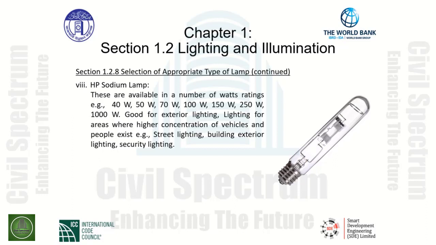These are available in a number of watt ratings, such as 40 watt, 50 watt, 70 watt, 100 watt, 150 watt, 250 watt, and 1000 watts. These are good for exterior lighting, lighting for areas where higher concentration of vehicles and people exist, such as street lighting, building exteriors, and security lighting as well.